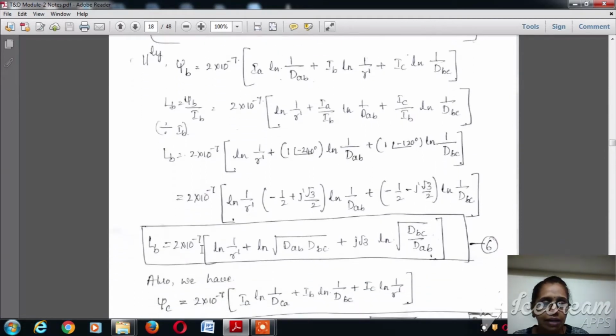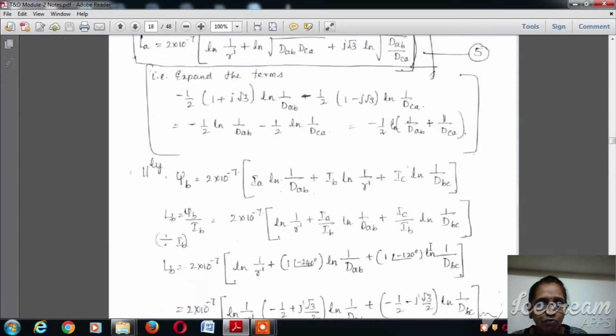We will get the expression as LB is equal to 2 into 10 to the power minus 7 into ln 1 divided by R dash plus ln square root of DAB into DBC plus j into root 3 ln square root of DBC divided by DAB.